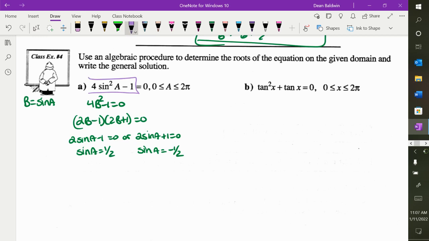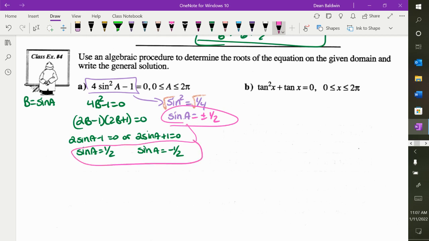So when you have a single trig function like this, I can go like this. Sine squared a is equal to 1/4. Does everybody see how I got that? Now, square root. If you square root it, you get sine of a is equal to 1/2. But when you square root, what do you need to remember? Plus or minus. So I get plus or minus a half. Is this the same as that? It is. Okay. So it's a bit quicker. You get to the same spot though.